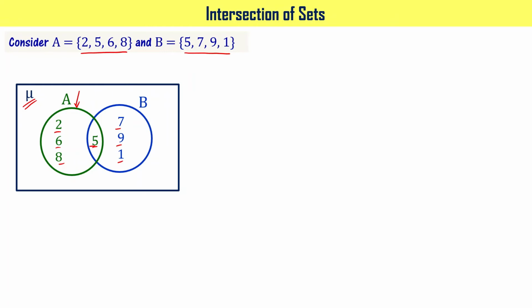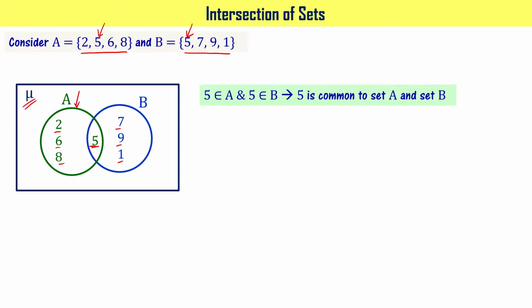right? When you look at this, 5 is common to both the sets. Even when you look at this, you can say that 5 belongs to A and 5 belongs to B also, right? Since 5 belongs to A and B, 5 is common to set A and set B, right? That's why in the Venn diagram, you are getting 5 in between these two circles, right? It is part of A, at the same time, it is part of B also.